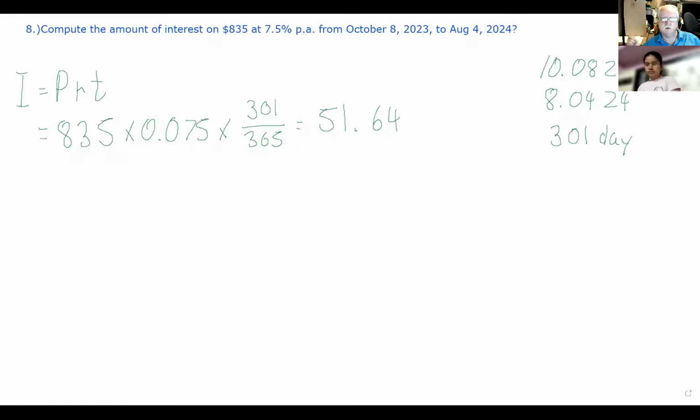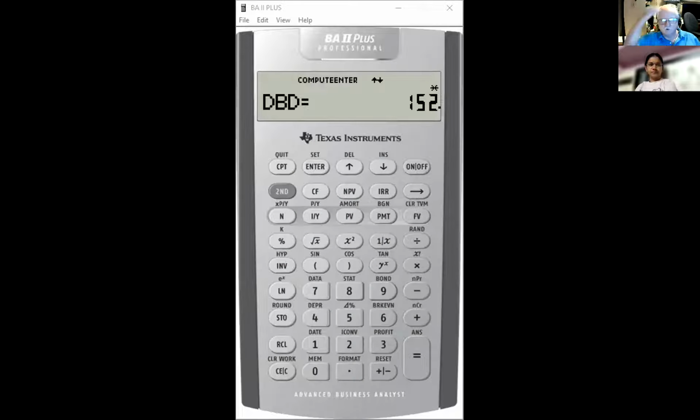Mr. Brown, can you please do it on the BA Plus? Sure. Let me just make a note of what I was looking at there. 10.0823 and 8.0424. Okay, so let me stop sharing this. Shrink this, find the calculator. So you can see the calculator now?